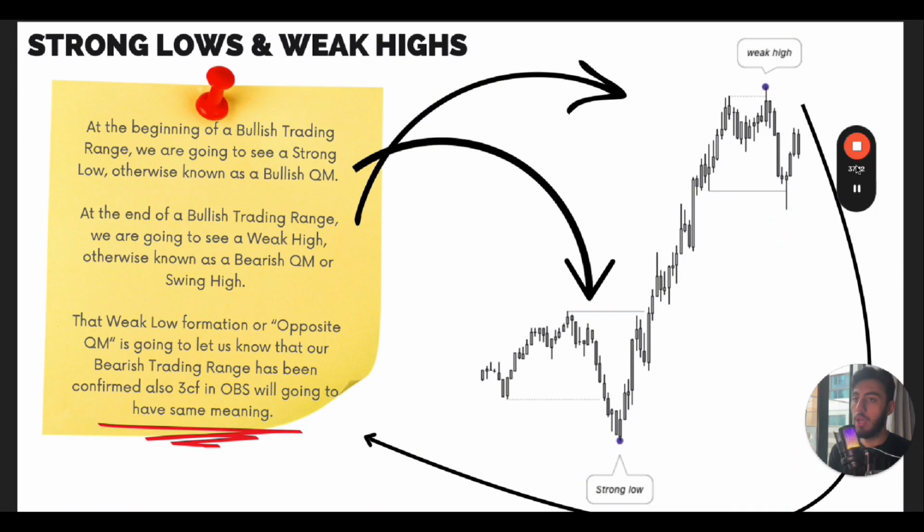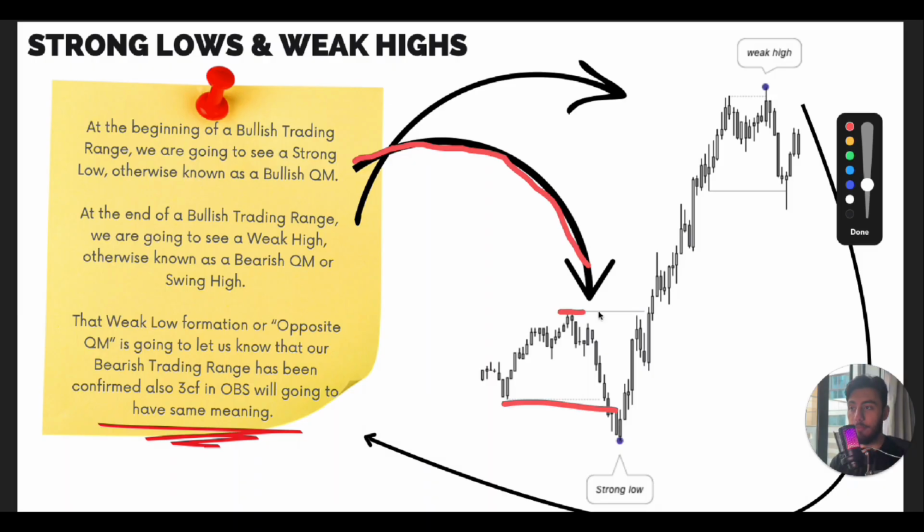Okay. Now, if you take a look here, at the beginning of the bullish trading range, we are going to see a strong low, otherwise known as a bullish QM. Just follow this area here where we're going to see a stop hunt, break of market structure. Okay, so the strong low forms, or a bullish QM forms. And at the end of the bullish trading range, we are going to see a weak high, otherwise known as a bearish QM or swing high.